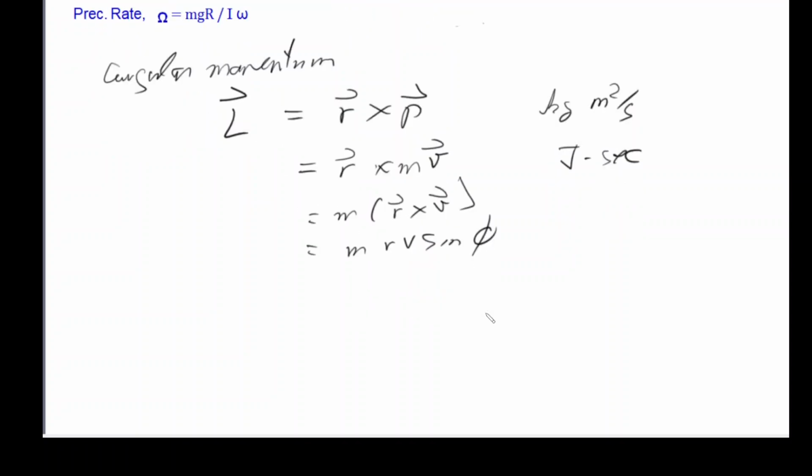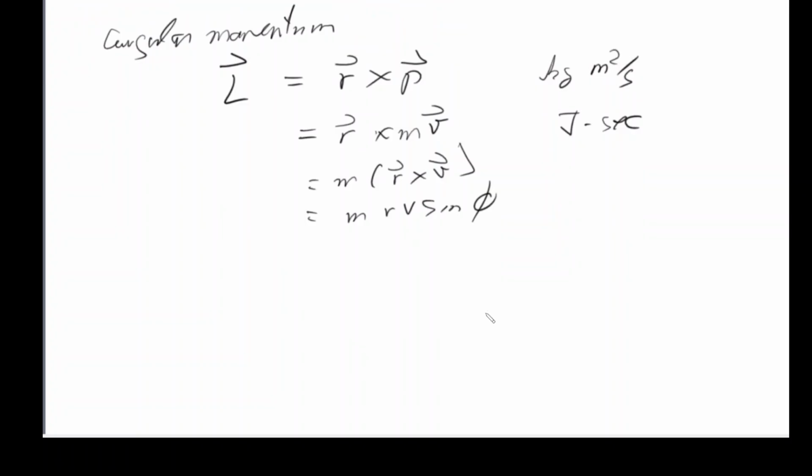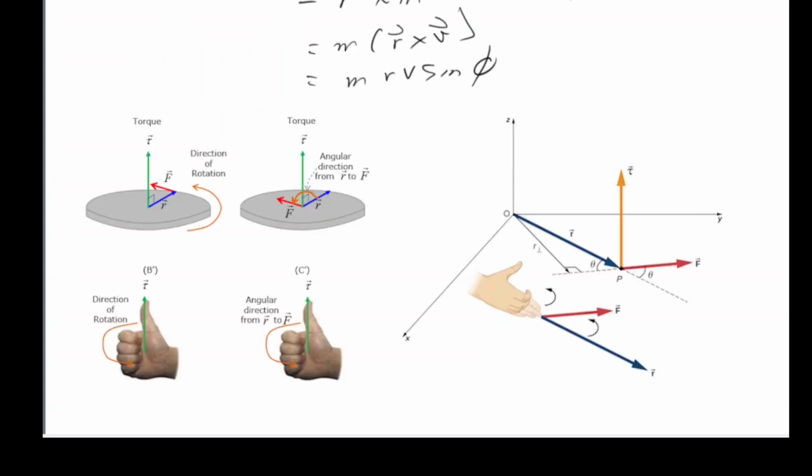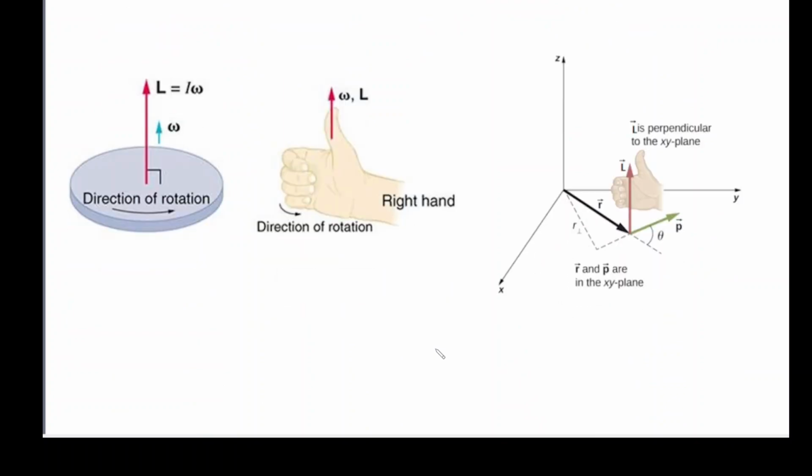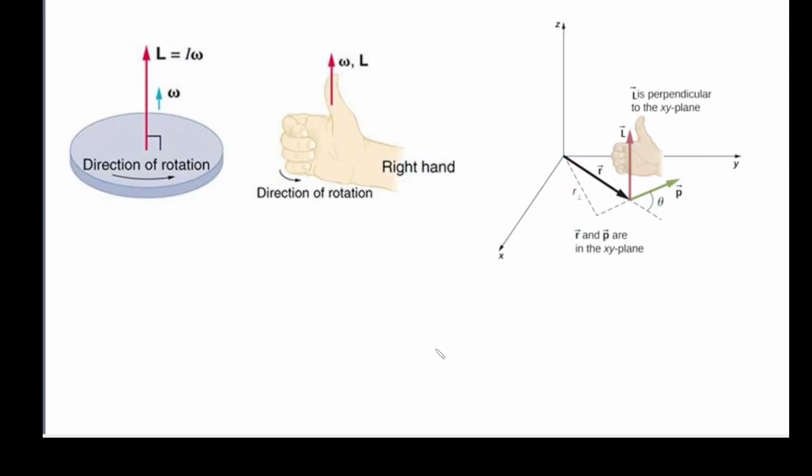And we use the right-hand rule again to find the direction of angular momentum. It is always perpendicular to the plane of R and P. So let's look at some diagrams of the right-hand rule for torque and momentum. So here you can see torque, and if we move down to momentum, same thing. The right-hand rule shows that angular momentum points in the direction of the thumb.